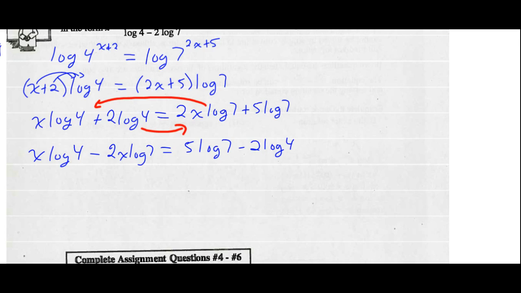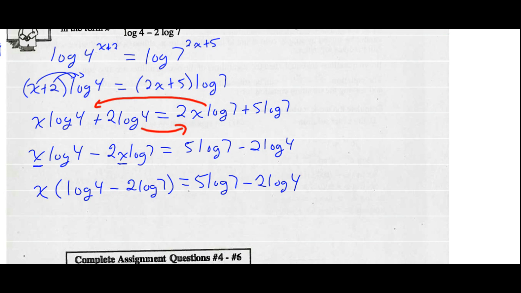And like we did last time, I want to get my x's together. So I want to factor out that variable x. That leaves me log 4 minus 2 log 7 equals 5 log 7, subtract 2 log 4. And then the last step is divide both sides by log 4 minus 2 log 7.